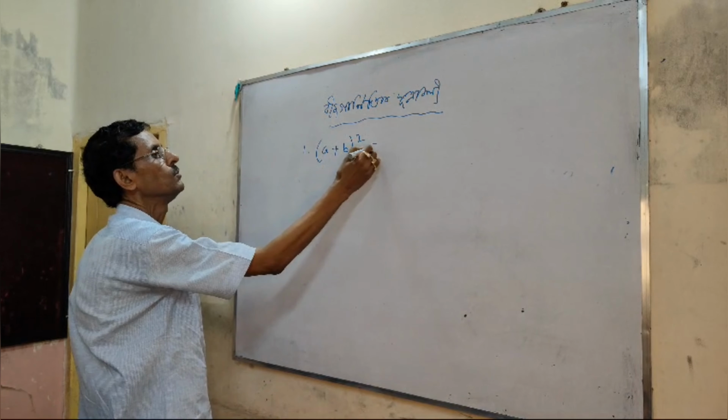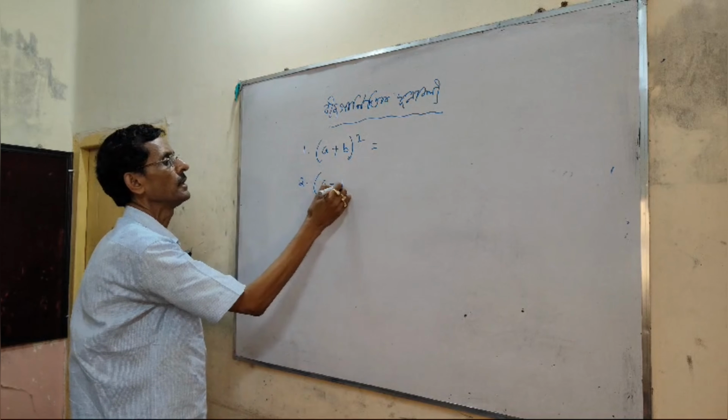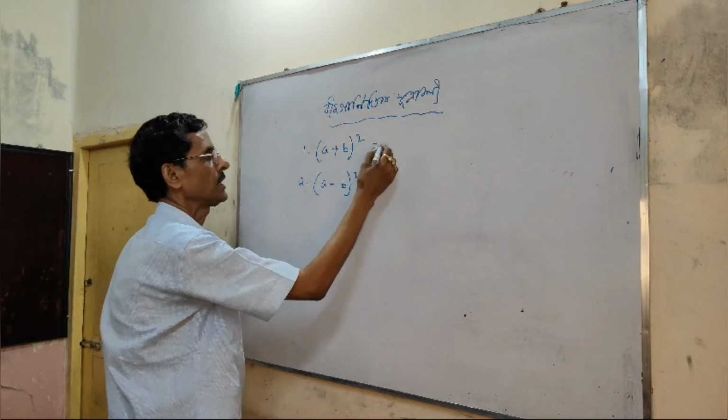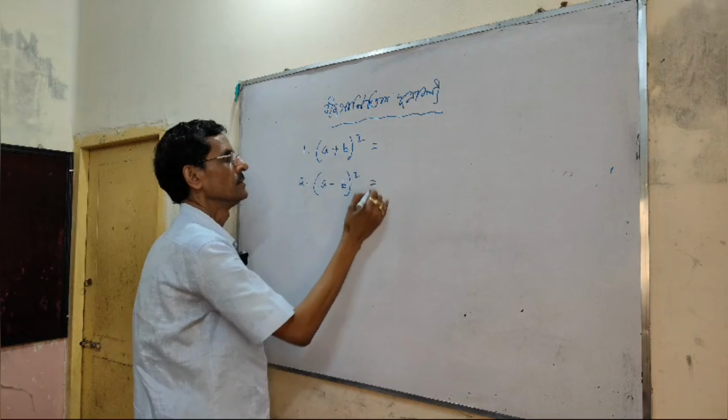a plus b whole square, number 2, a minus b whole square. So let us see these two first.